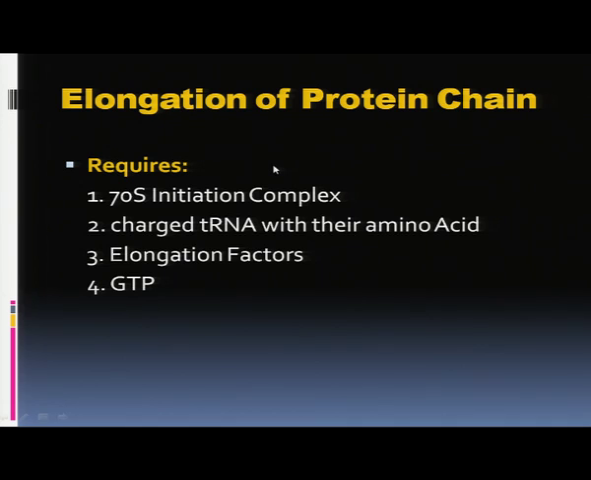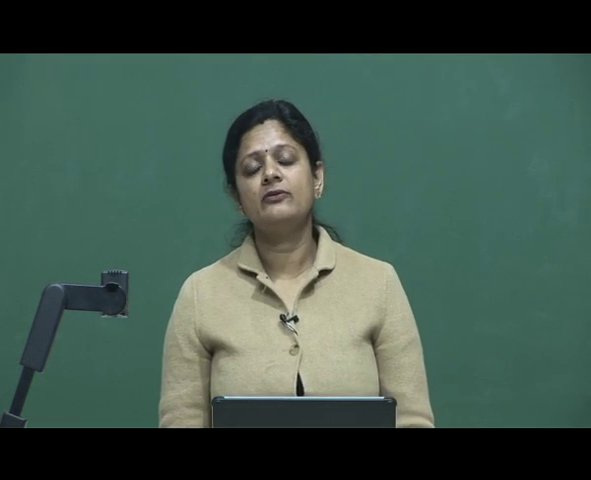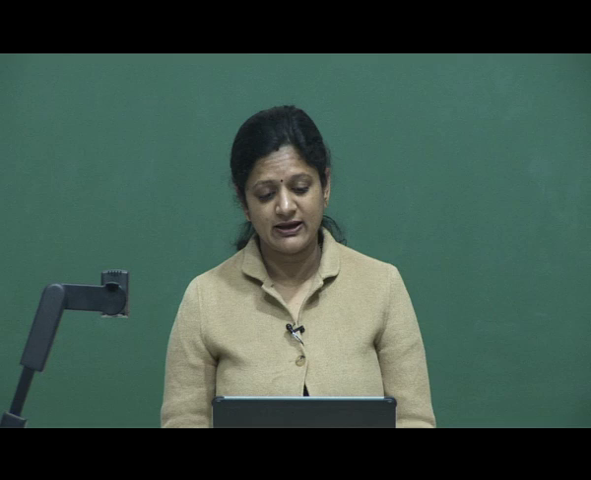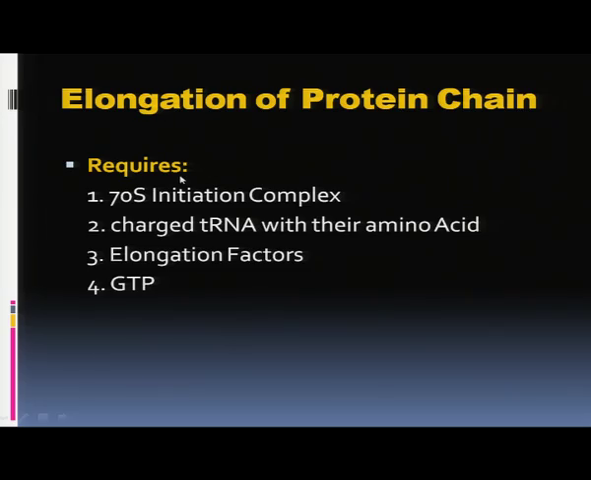Now, let us talk about elongation of the protein chain. We learned in the earlier slide how the 70S initiation complex is synthesized to initiate the protein. After the binding of the first amino acid at the P site of the ribosome, how will the further amino acids combine, that is elongation of the protein chain. The elongation of the protein chain requires the 70S initiation complex, which has already formed in initiation of protein synthesis, charged transfer RNA with their amino acid, elongation factor and GTP molecule as an energy source. So, these are the requirements for the elongation of the protein chain.